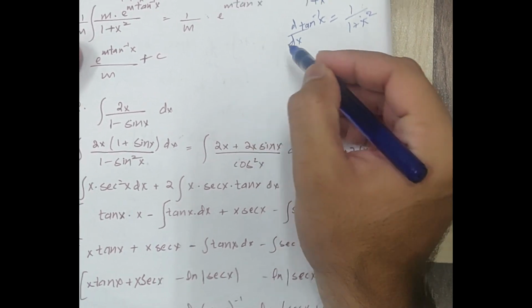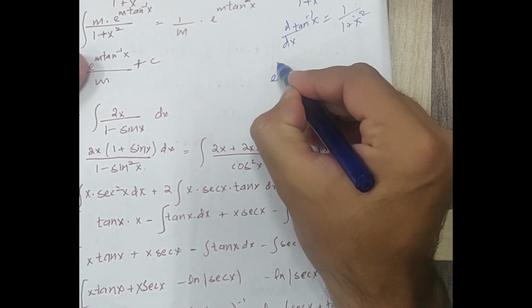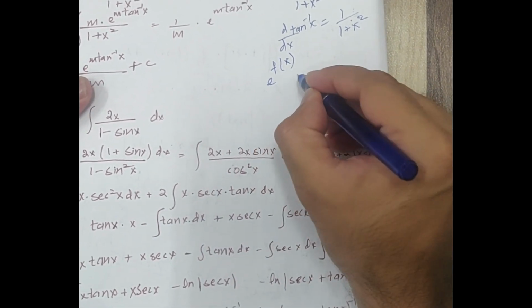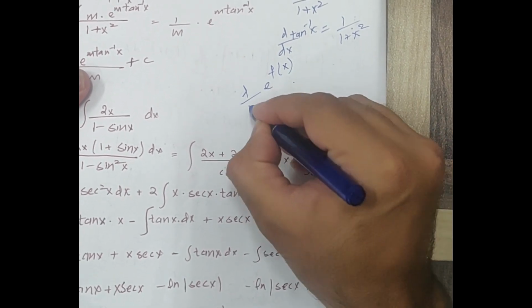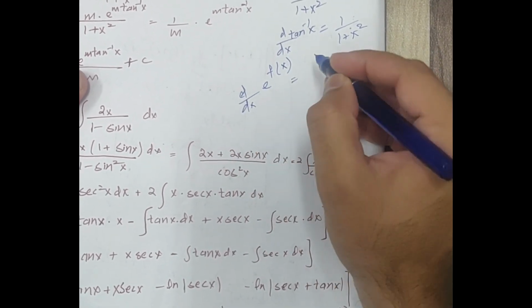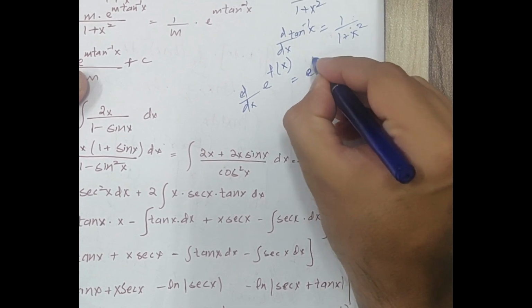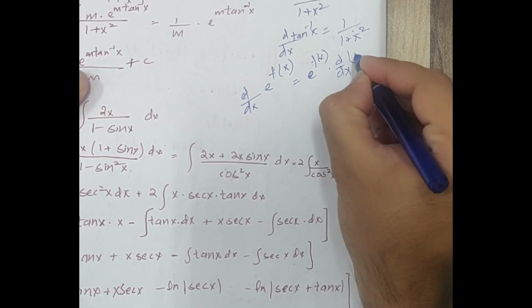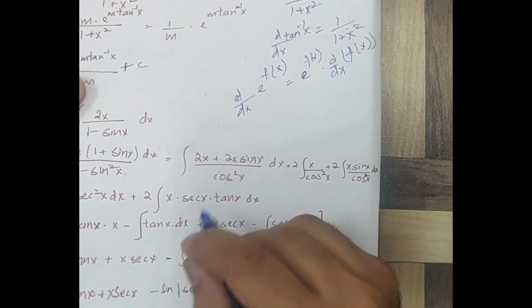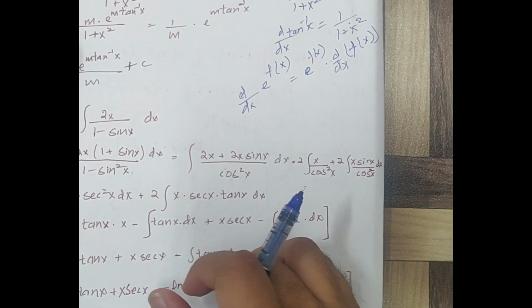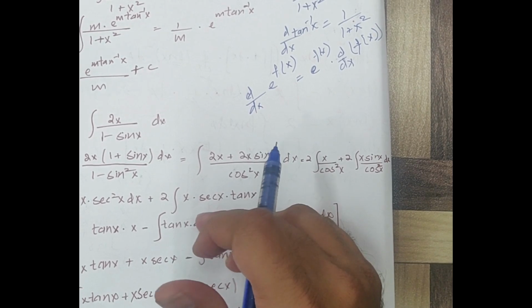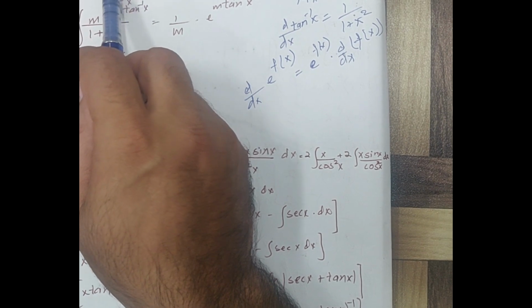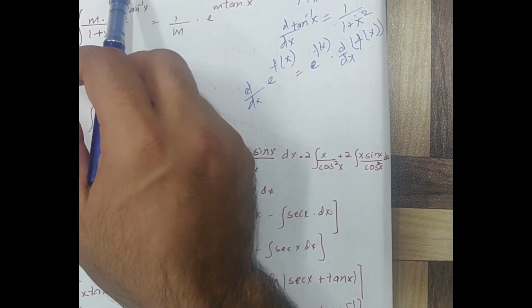The second thing is, whenever we take the derivative of e raised to the power of some function, its derivative will simply be e raised to the power f of x times d over dx of f of x. So by using this, we can see that maybe the derivative of this e to the m tan inverse x exists here.